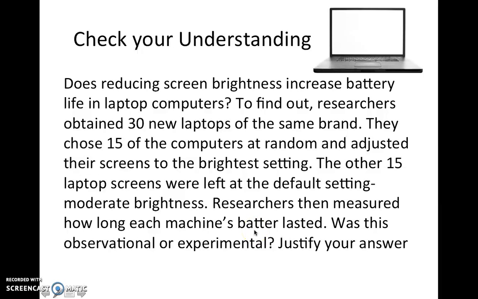And so then is this observational or experimental? The answer is this is experimental. And the reason this is experimental is because you are actually doing a treatment. You have changed the settings of 15 of your computers.